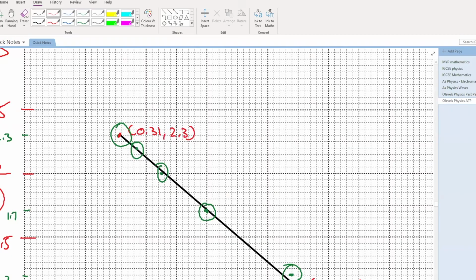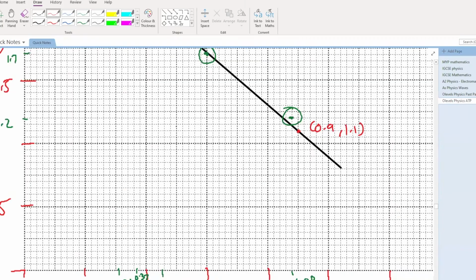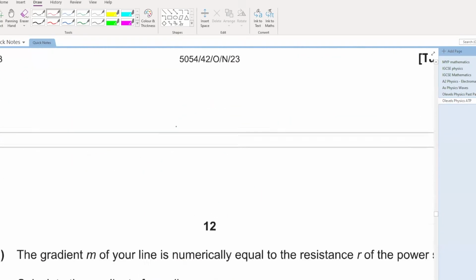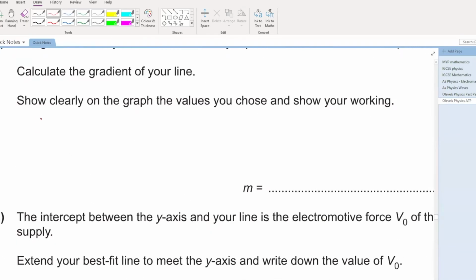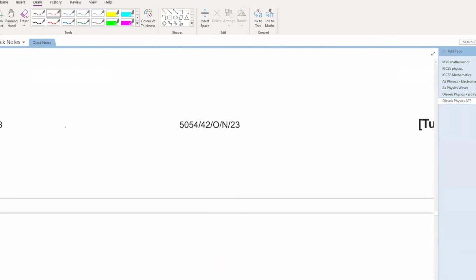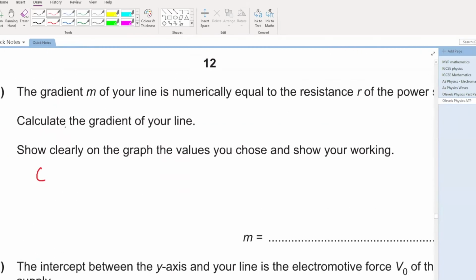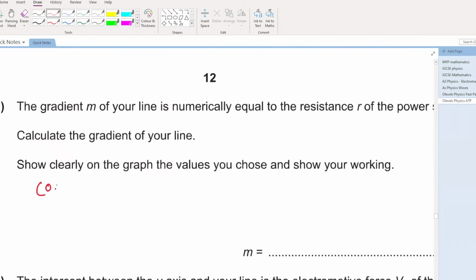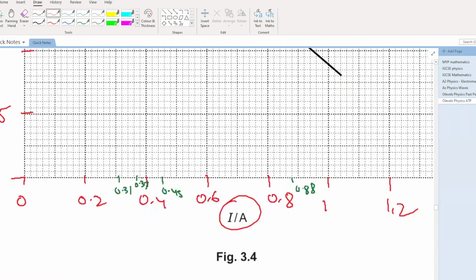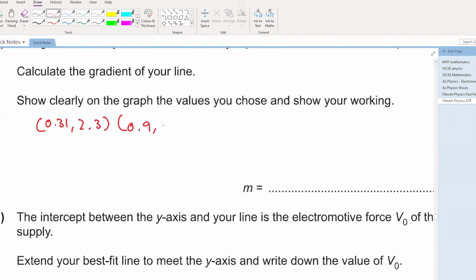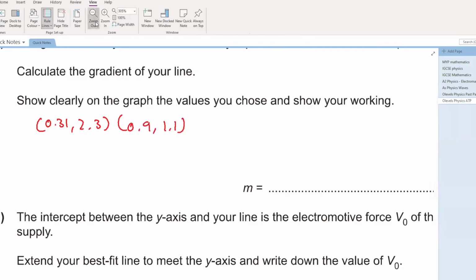Again, you can draw a triangle, that is preferred. If you don't want to draw that, that's also perfectly fine. But I would draw a triangle if I had extra time in the examination. 0.31, 2.3. The next value was 0.9 and 1.1. Perfect. Can we calculate the gradient here?